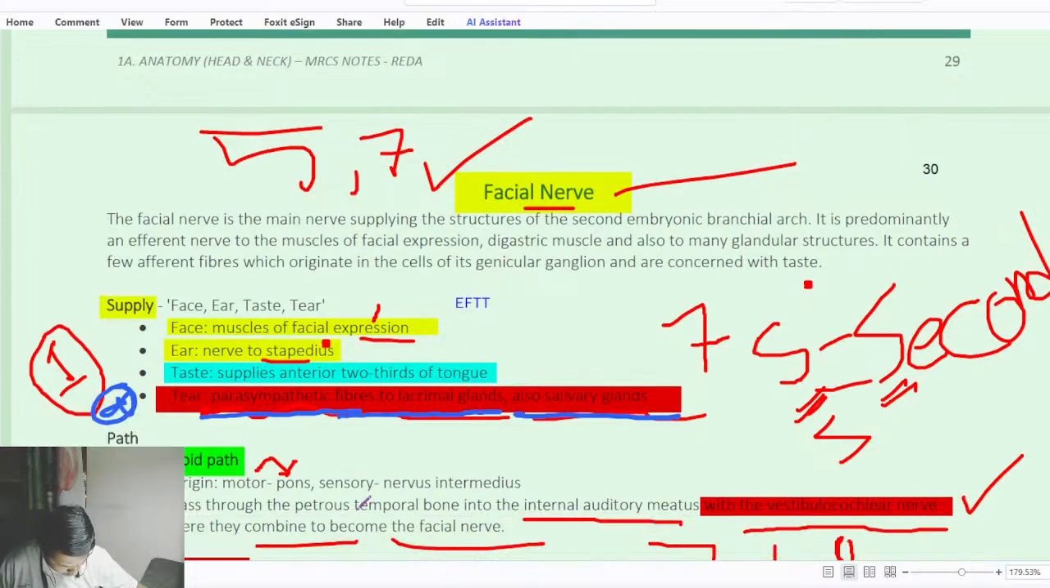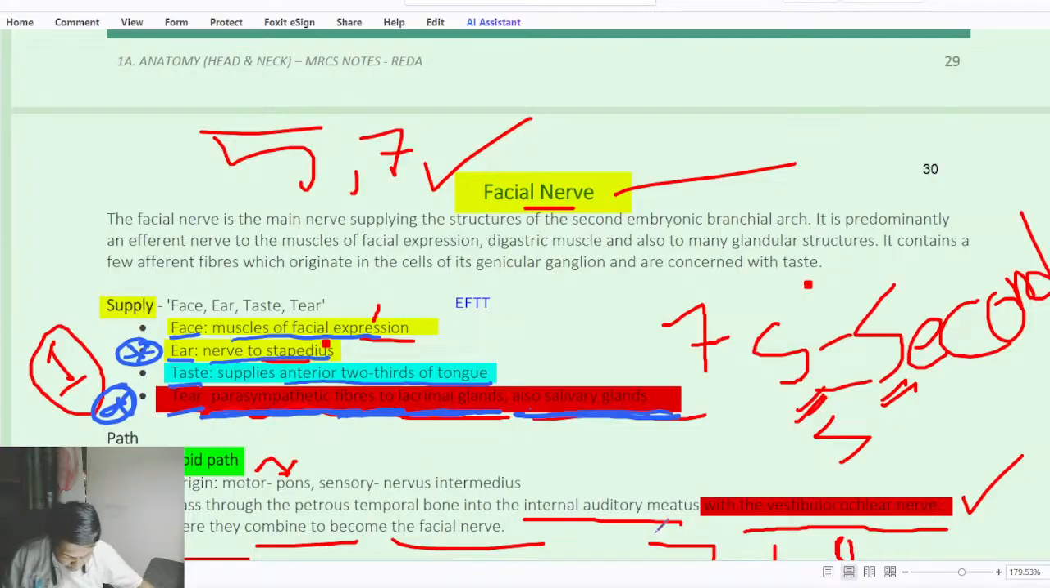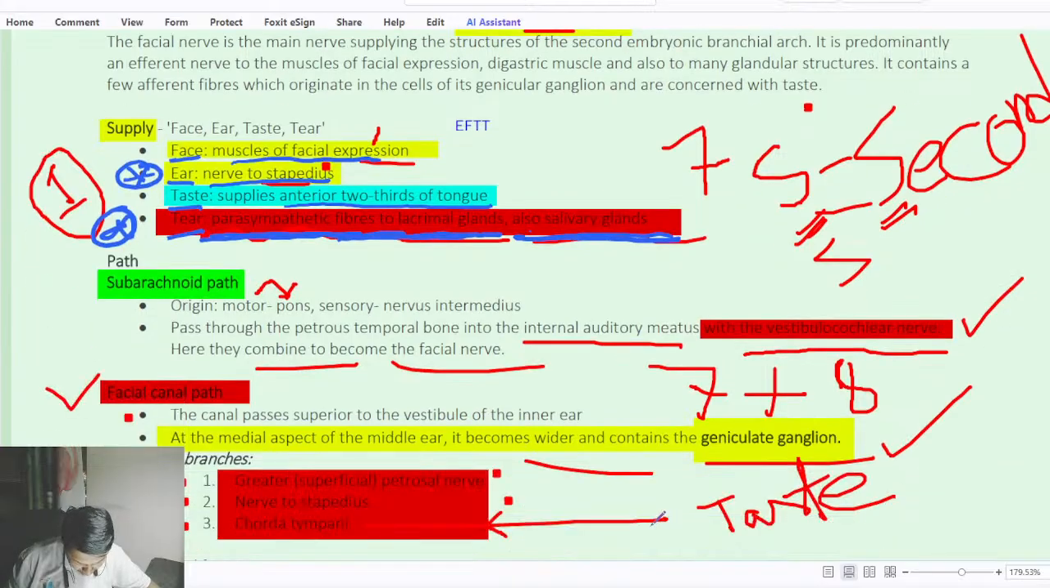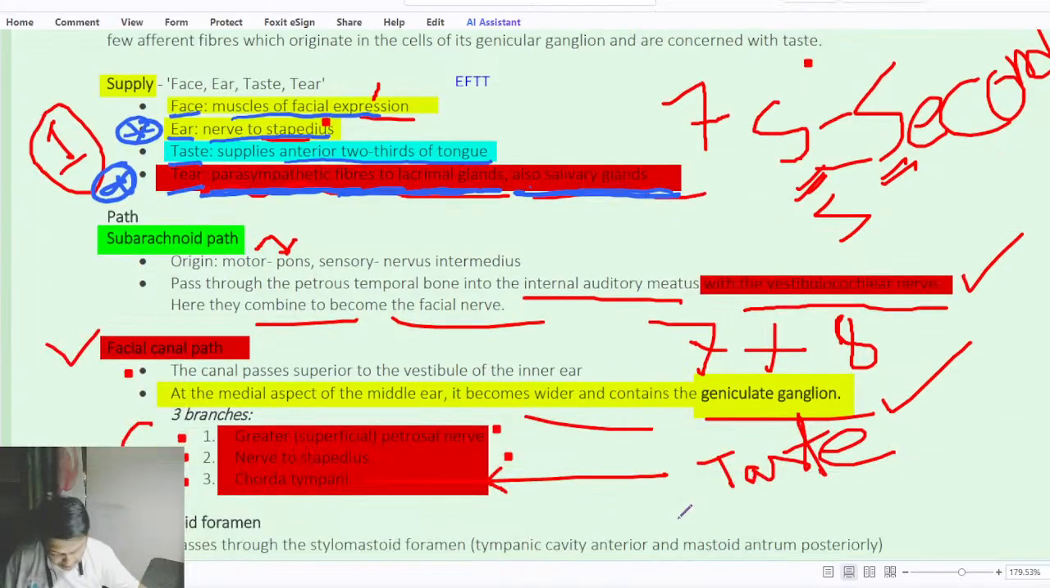So now the facial nerve supplies face, ear, taste, tear: muscles of facial expression, ear, nerve to stapedius. This is important and an exam question. Facial nerve, nerve to stapedius. Then taste, anterior two-thirds of the tongue, and tear, parasympathetic fiber to lacrimal gland, also salivary gland. Facial nerve, their pathway. This is very important.